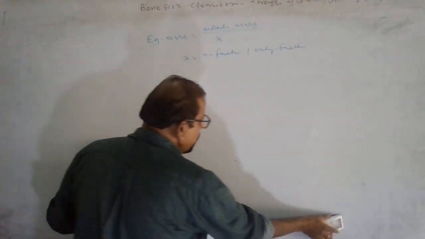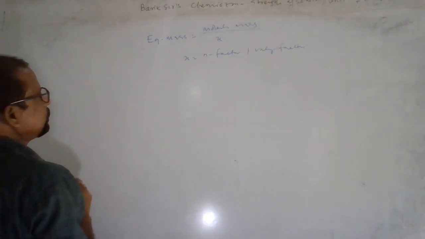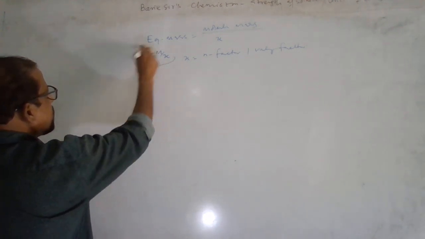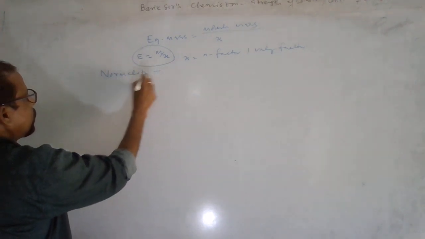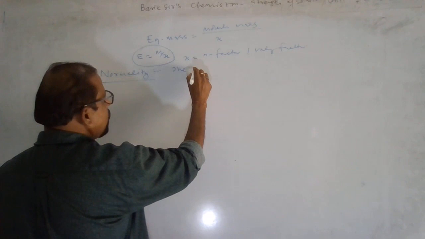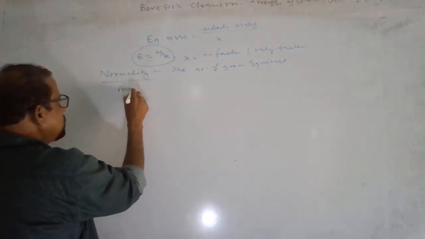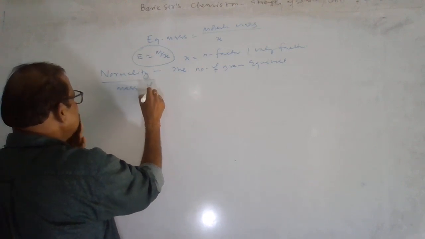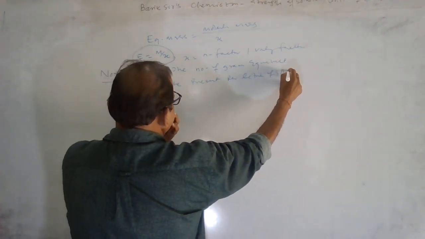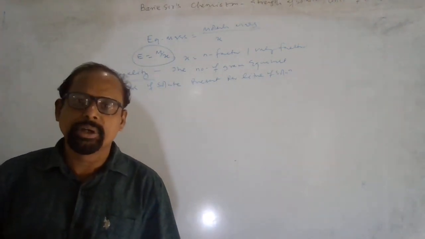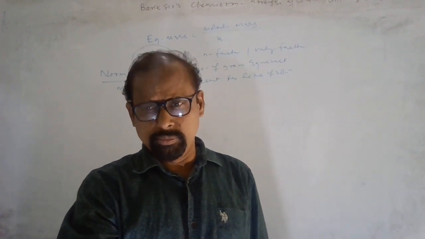Now we see normality. Always remember the equivalent mass is equal to the molecular mass by x. That thing you have to remember. So when we go forward, we will see normality. We have to understand what the equivalent mass is. Normality is the number of gram equivalent mass of solute present per liter of solution. In 1 liter, how much gram equivalent is present, that is called the normality.